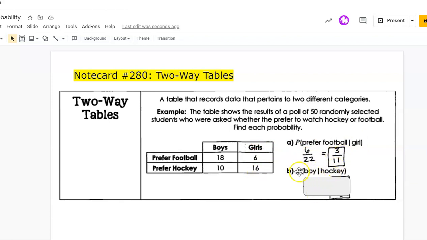So what's the probability that they're a boy given that they chose hockey? On the top would be the probability they're a boy and they chose hockey, so that's 10, divided by the probability that they chose hockey. So it'd be 10 out of 26 because there were 26 people that chose hockey, which reduces to 5/13. So pause me and finish up note card 280.